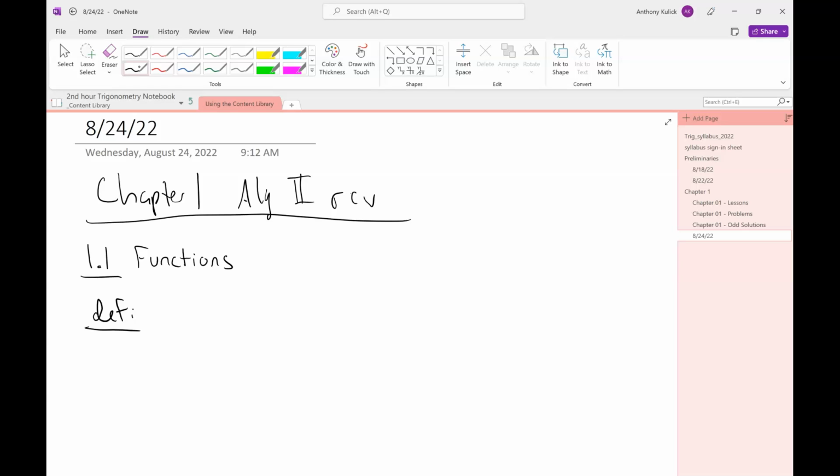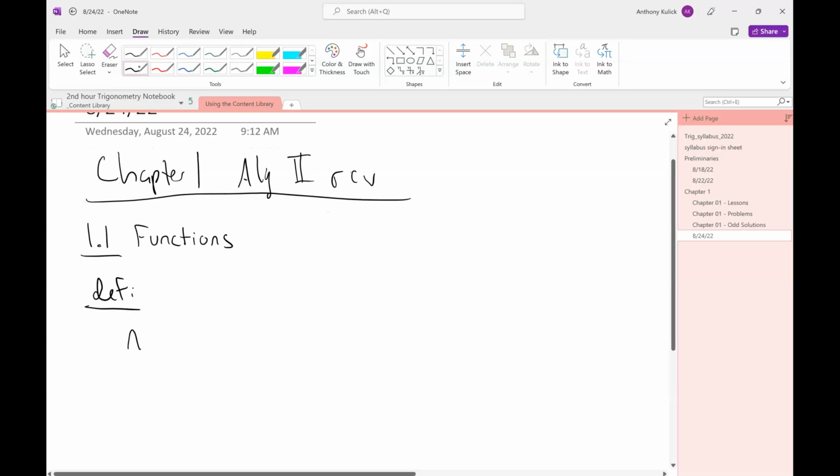Anybody have a decent working definition for a function that they can come up with off the top of their head? Okay. Should be able to do this at this level. This is the fundamental object of Algebra 1 and Algebra 2, this idea of a function. So I'll give you the very technical definition, then we'll walk through some examples of what this means.